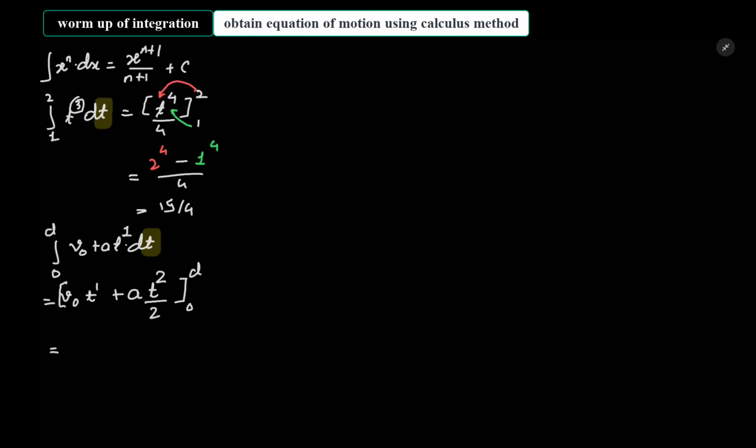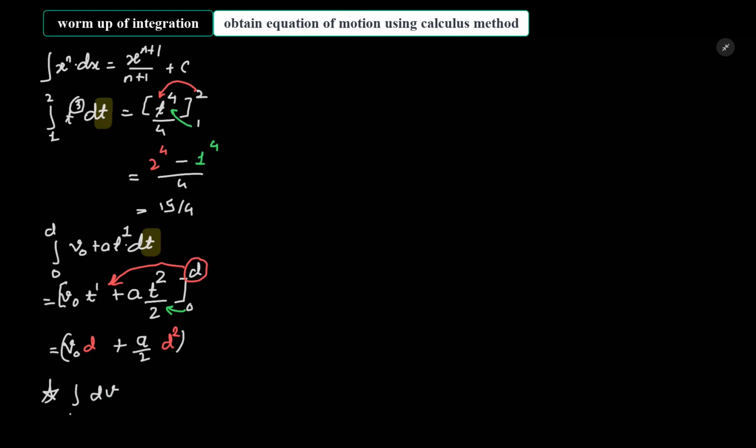Now, let's substitute your upper limit instead of t. So here we get v0d plus, in second term, a by 2 will be as it is. Replace your t by d, so we'll get d square minus, if we substitute lower limit which is 0, we will get v0 into 0 plus a by 2 into 0. So that will be 0. This is your answer. Now let's take one tricky question.